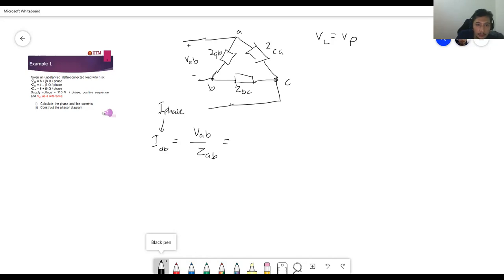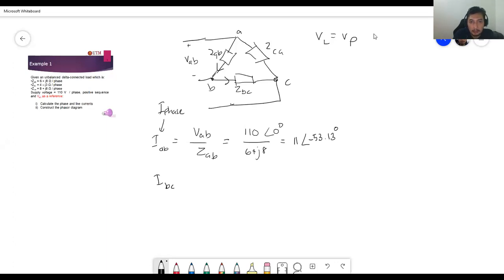So this one is 110, and then we use VAB as a reference, meaning that this one has angle 0, okay? And ZAB is 6 plus j8. So we can calculate the value, which is IAB is 11 with an angle of negative 53.13 degrees.